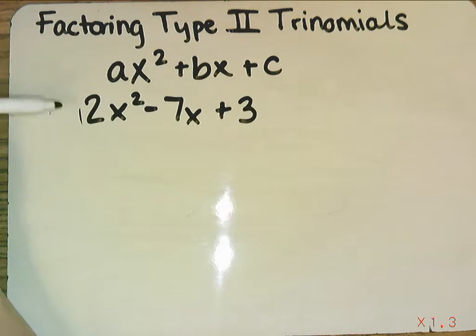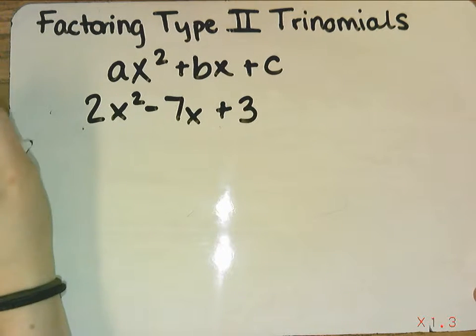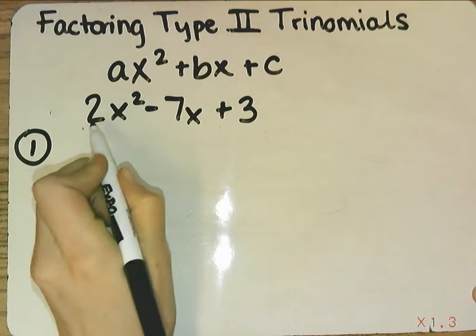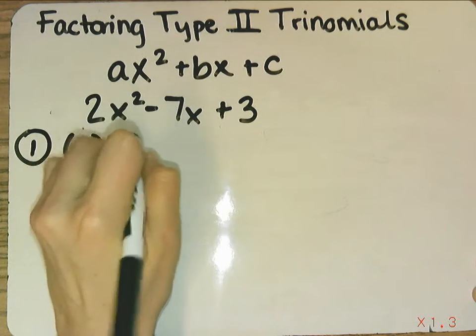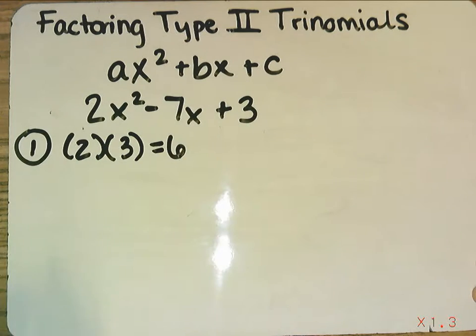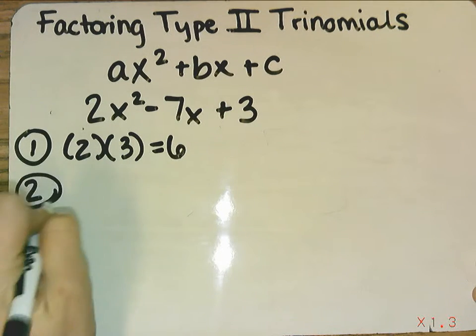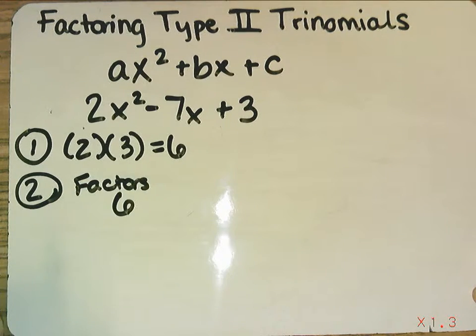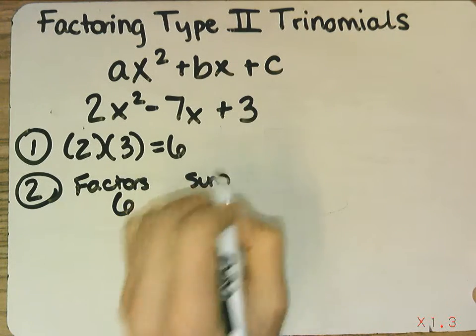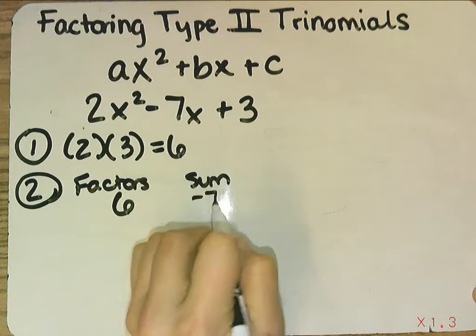So when our leading coefficient is not 1, we can't use the same trick that we use for type 1 trinomials. There are a little more steps involved. When we factor a type 2 trinomial, our first step is to multiply a and c. So I'm going to multiply 2 and 3, and I'm going to get 6. My next step, I'm going to look at factors of 6, that product that I came up with, that have a sum of b, which is -7.